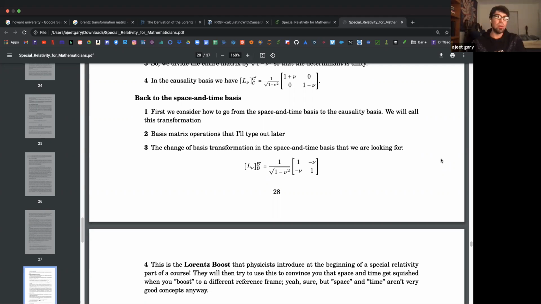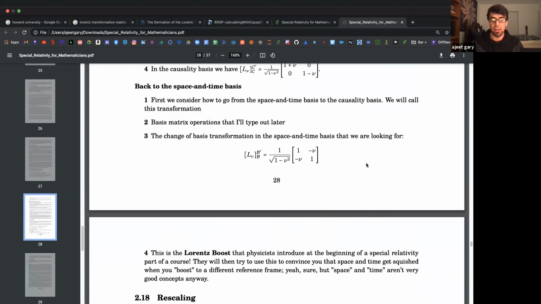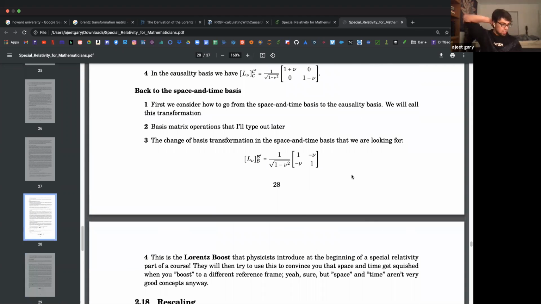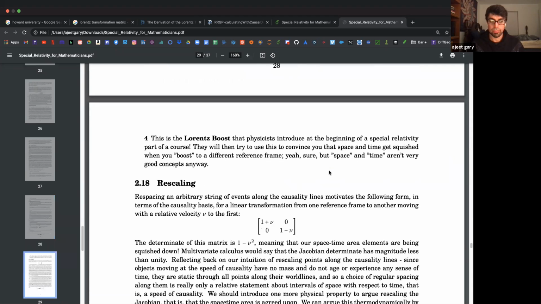Or if you want, light waves moving forward, and you could pick a different causality basis: light waves moving forward to the right and light waves moving backwards in time to the right if you wanted. This was a choice. I'll put a section on that later. That's just a choice. So the physicists will try to sell you on this Lorentz boost, but I want to use this Lorentz boost.